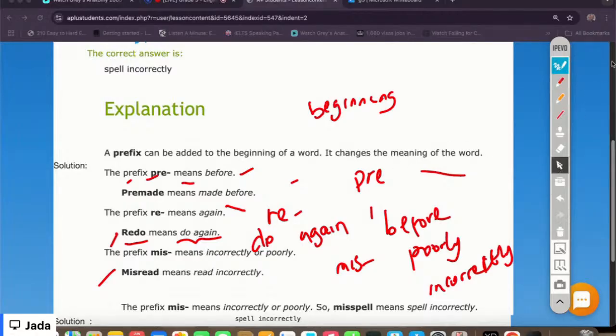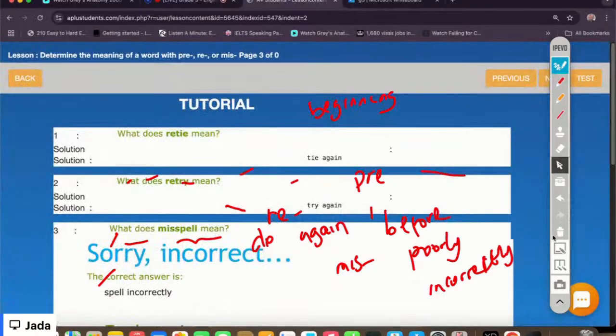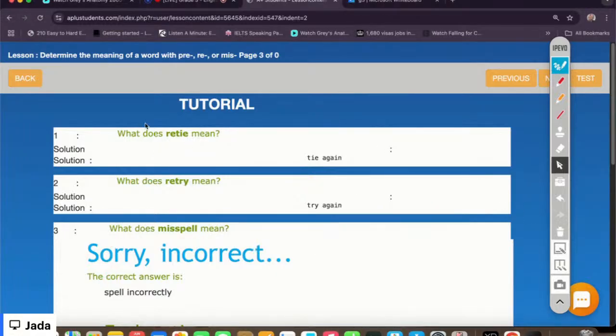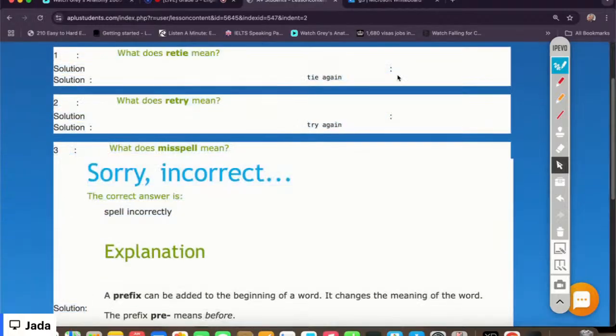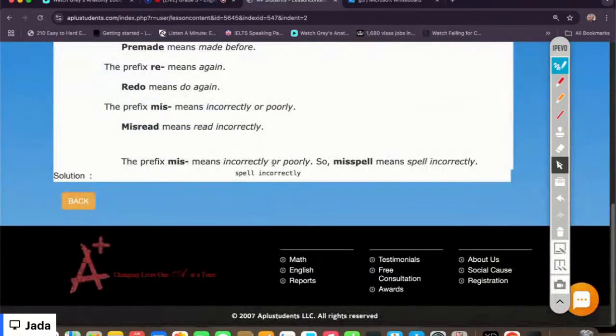Let's look at some examples. What does retie mean? Now that we know the meaning of the prefix re, we know that it means what? Try again. Simply just try again. We also have retry. It means try again. Now what does misspell mean? Spelled incorrectly.